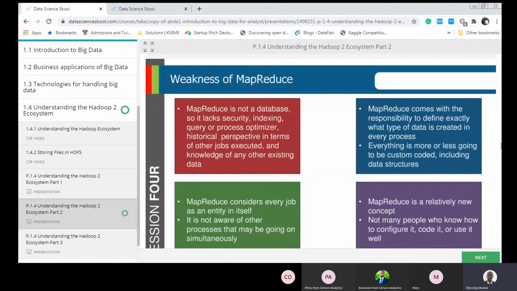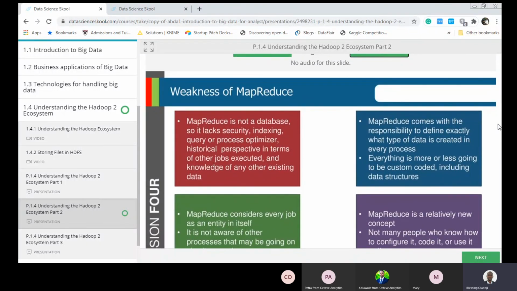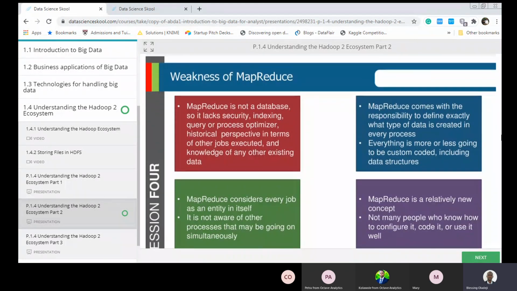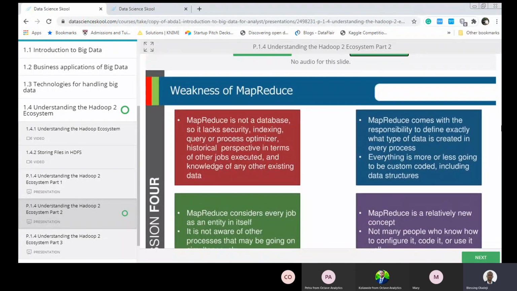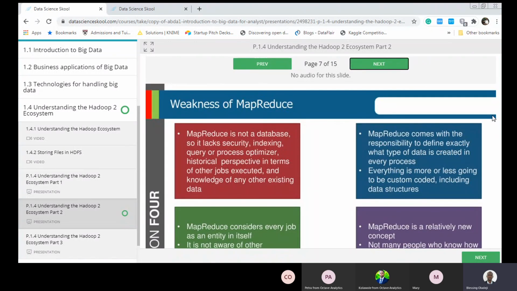Even though it's a relatively new concept, maybe over time we are going to overcome some of these limitations. But at least in Hadoop 2, those are some of the downsides of MapReduce. Some of the flavors by Hortonworks, AWS, and the rest would of course have found a way to overcome some of these limitations.